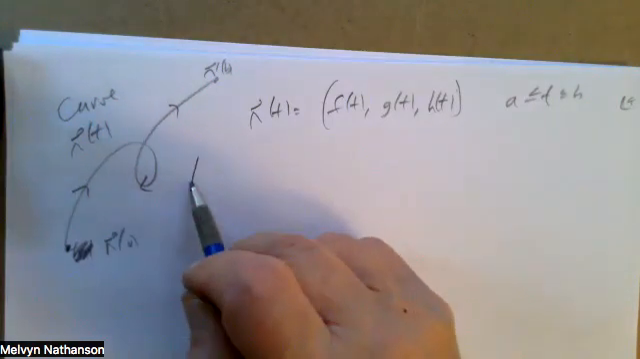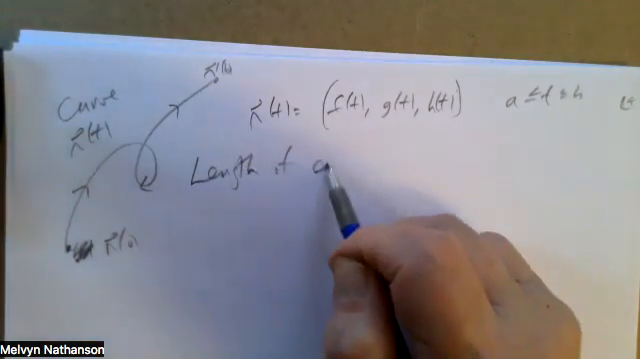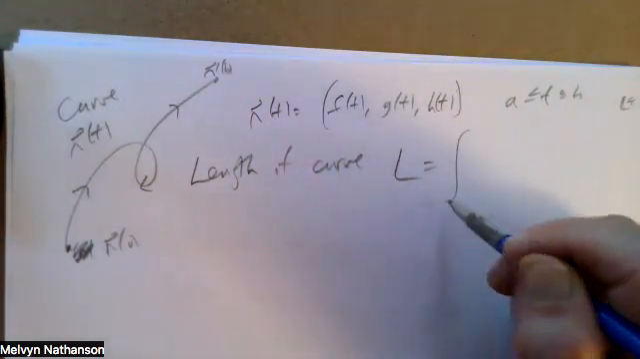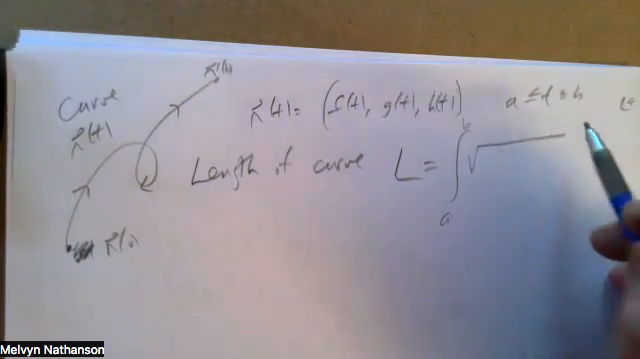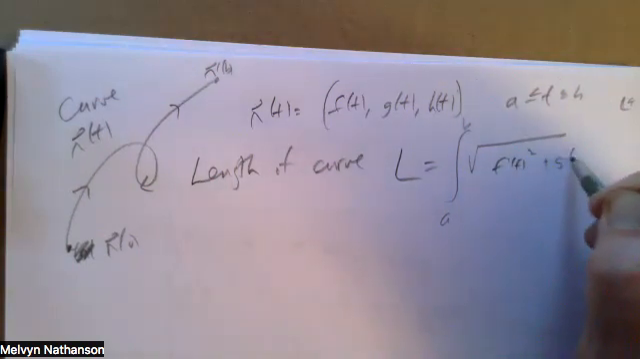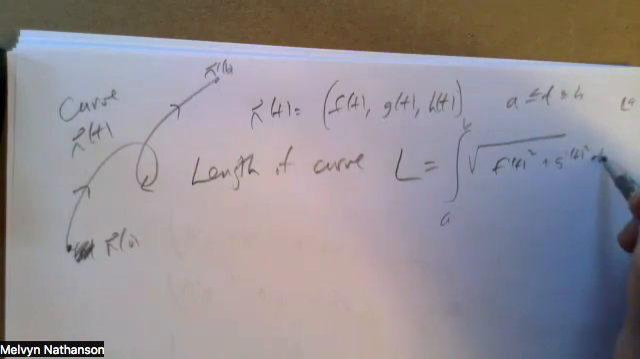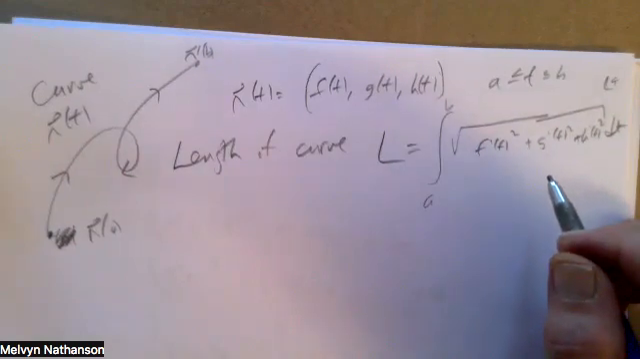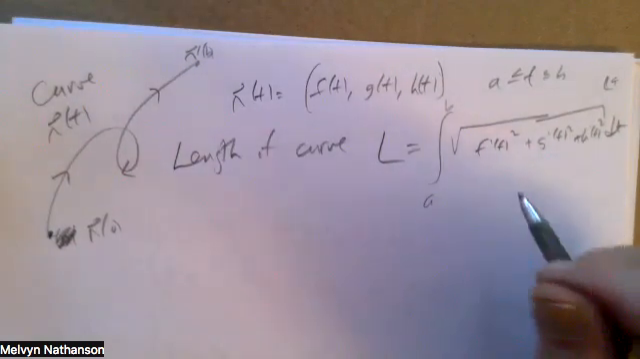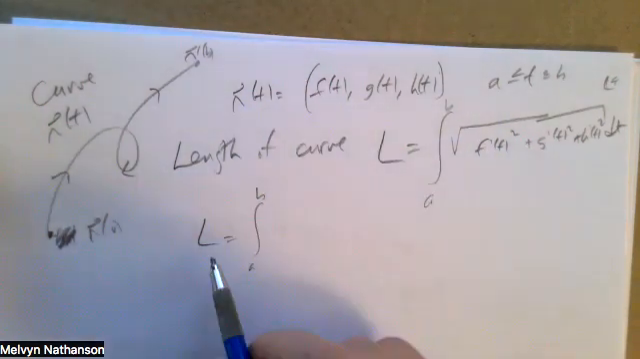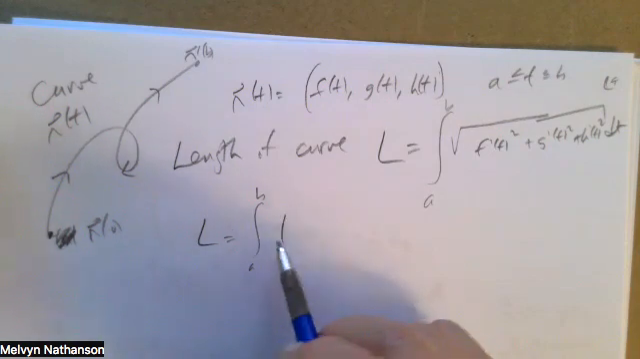And how long is this curve? What is the distance traveled? So the length of the curve is given by the formula L, which is the integral from a to b of the square root of the sum of the squares of the derivatives of the coordinate functions, dt. If you look at this exactly, you'll see this is exactly the integral of the velocity function, the speed.